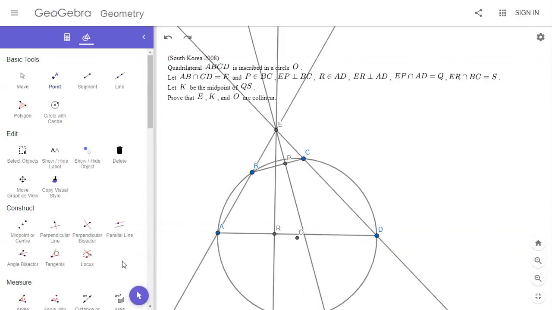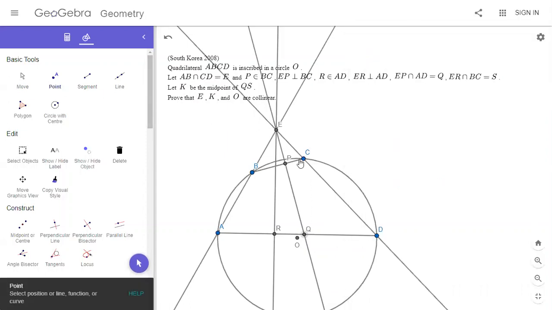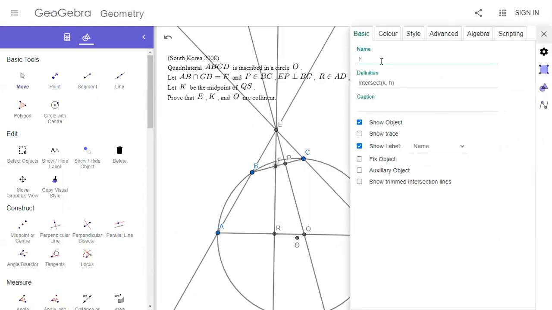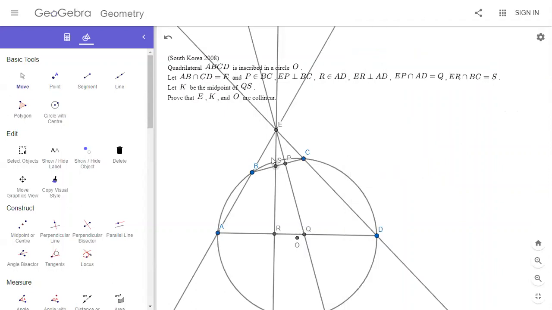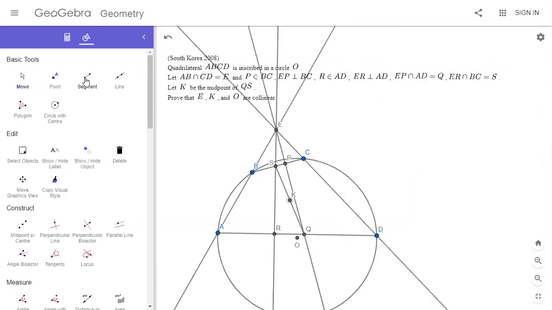So this is Q, and the other one is S. K is the midpoint of QS. And we want to show EK and O are collinear. So this feels a lot like symmedians. I wonder if symmedians just like kill this problem.